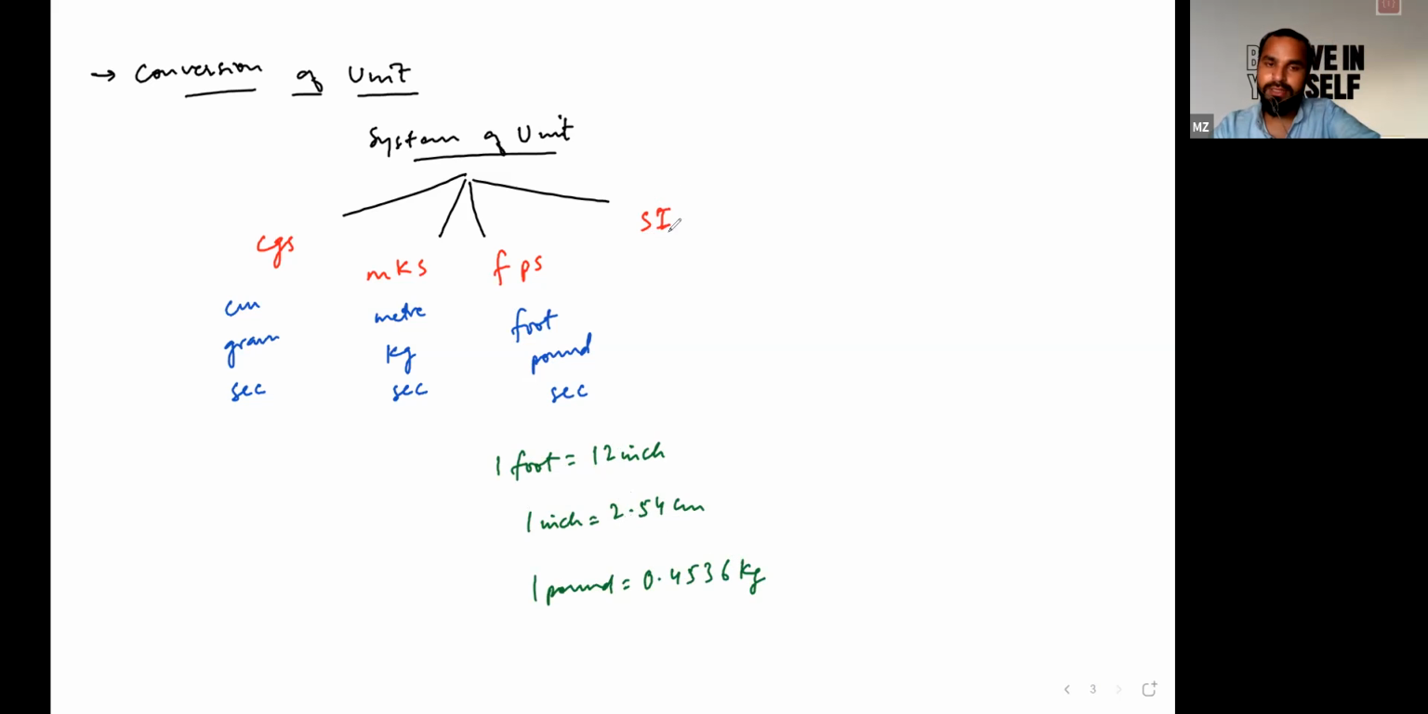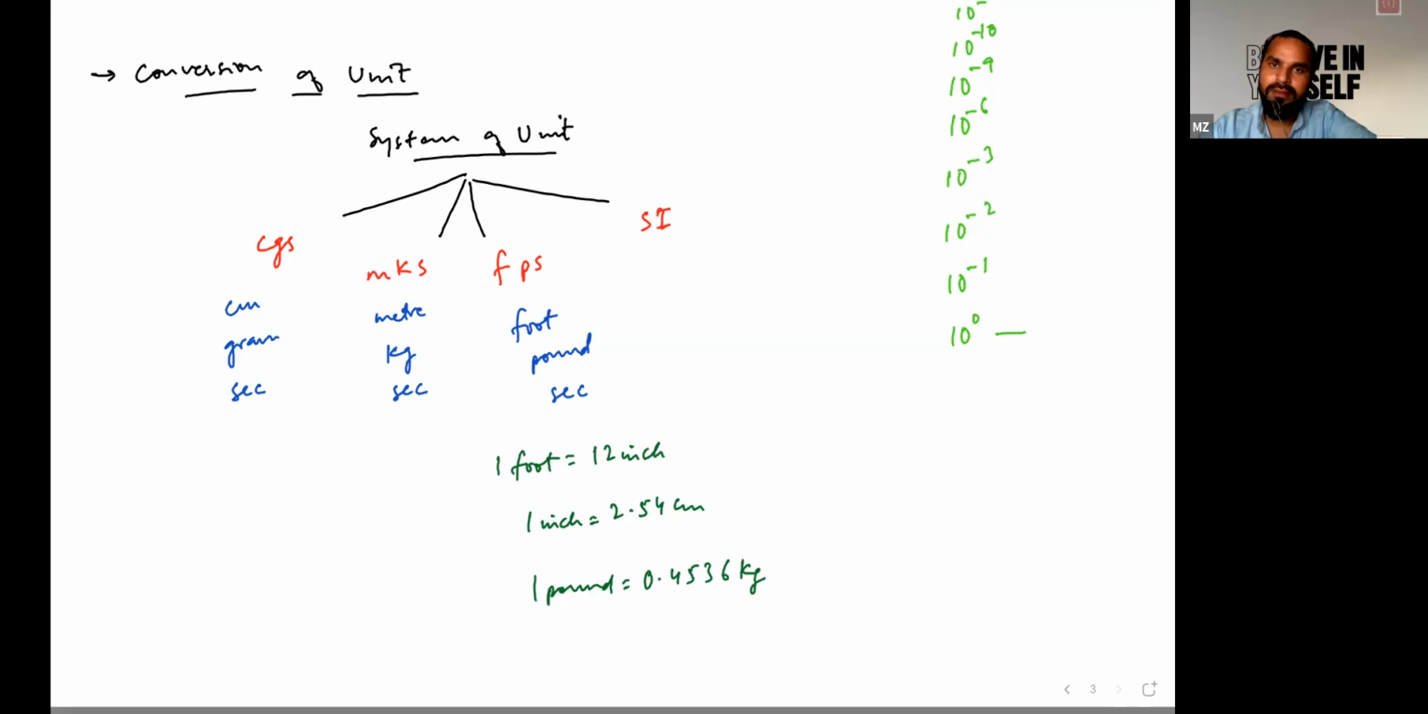The SI system of units tells you to convert using multiples or submultiples, going from lower values to higher values or higher values to lower values. You have to just change according to the power of 10. Suppose you have power of 10 as 0, we call it the base quantity. Then 10 to the power -1, -2, -3, 6, 9, 12, 15, and so on.